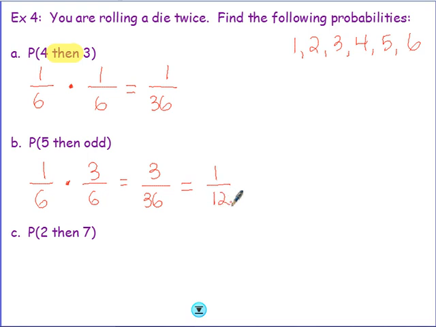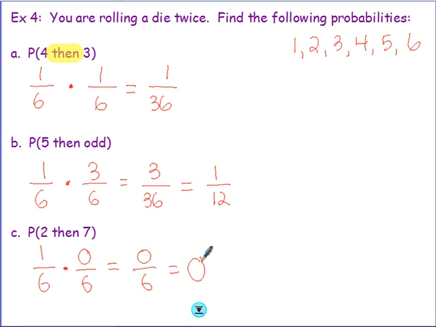Let's look at the last one. Probability of 2, and then 7. Well, there is 1 2 up there out of 6 numbers. However, there are no 7s up there. So 0 out of 6. When we multiply, we get 0 out of 6, which is just 0. When something cannot happen, in other words, it's impossible, the probability is always 0.